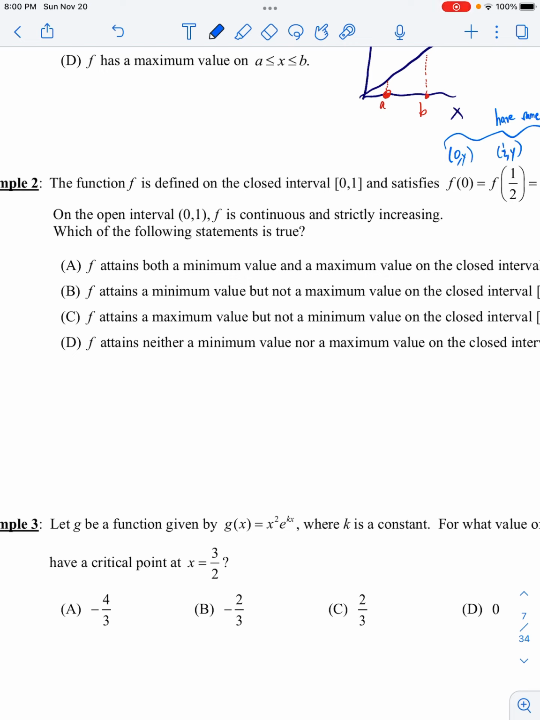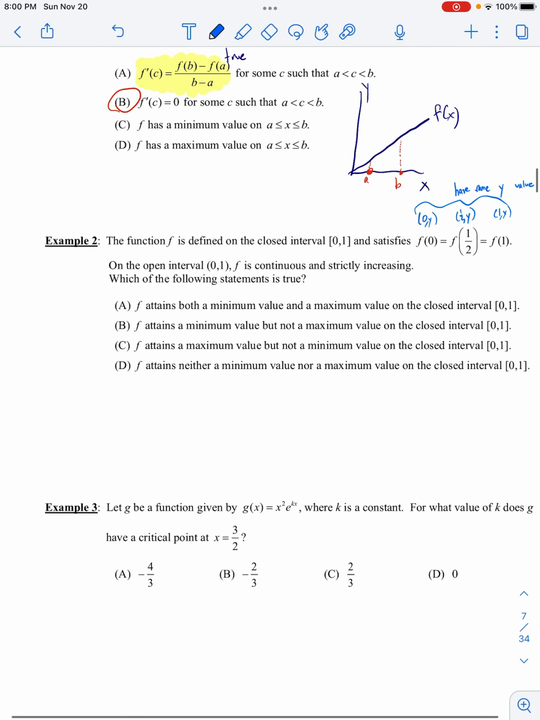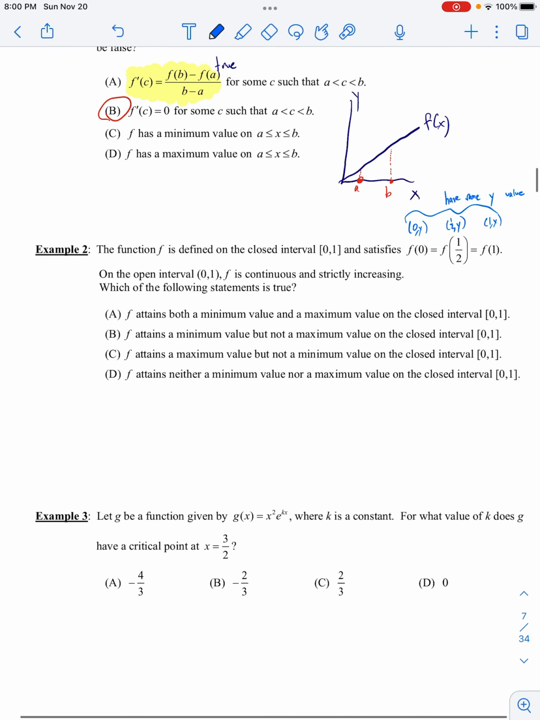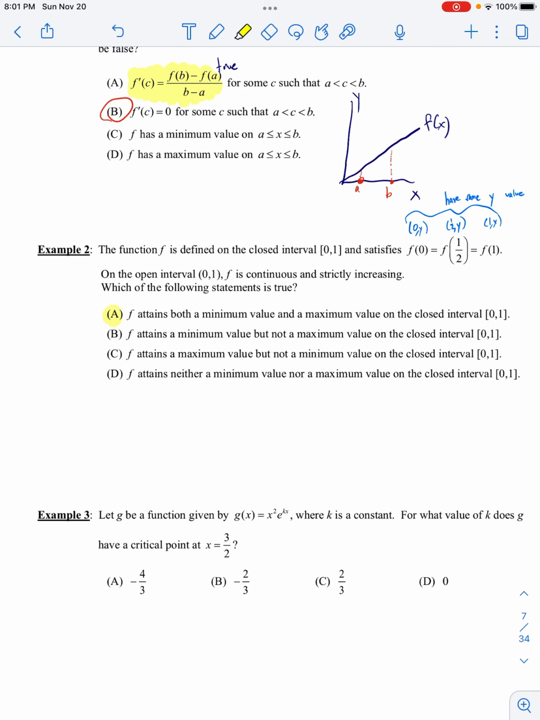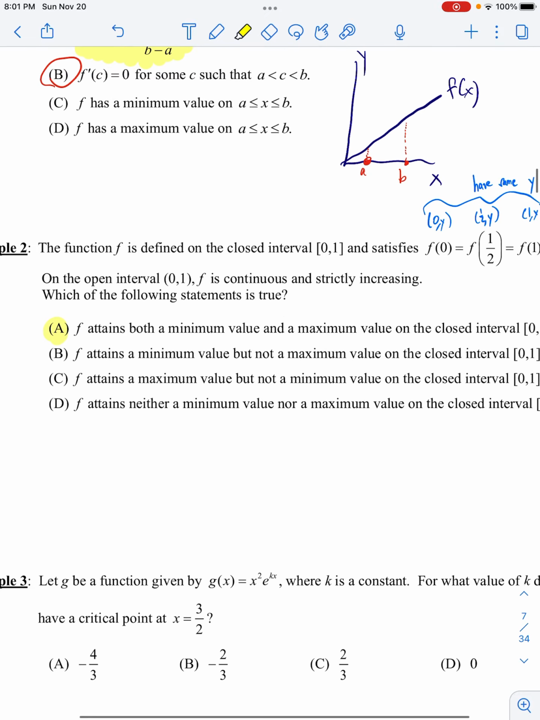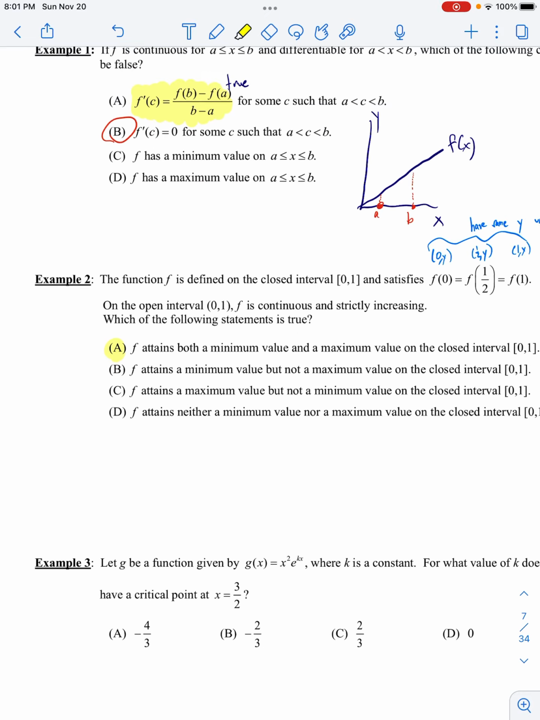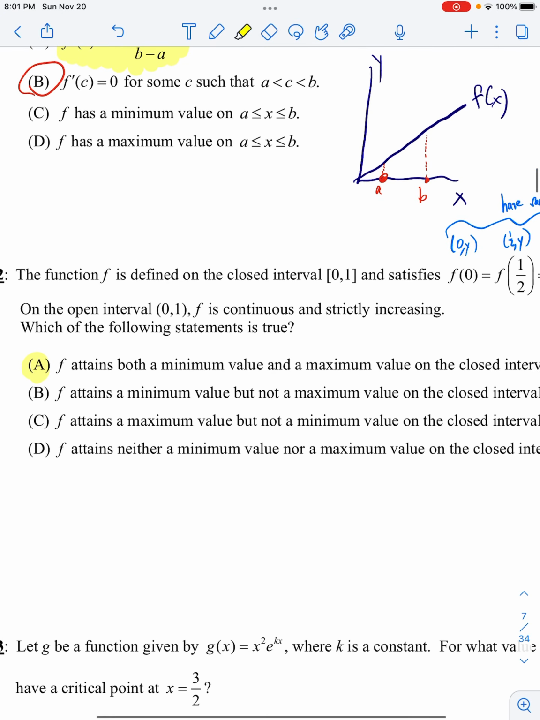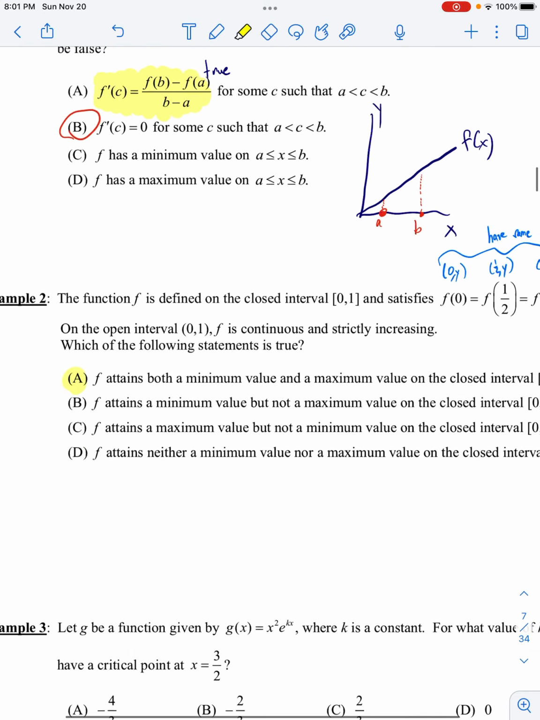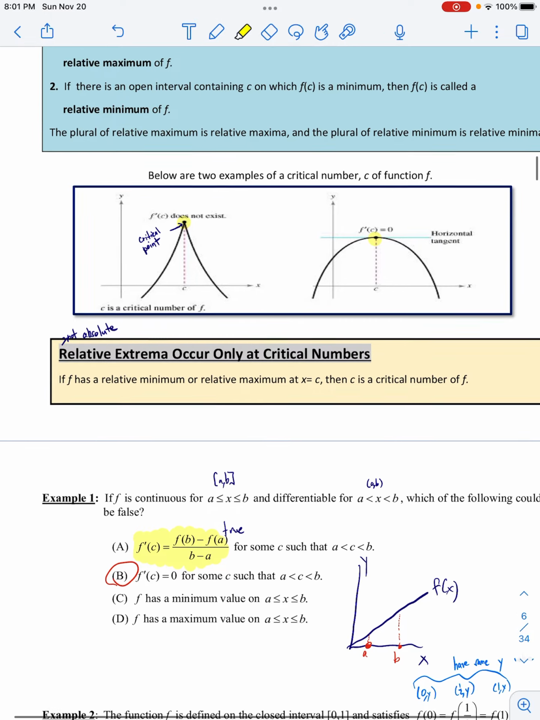Part A, f attains both a minimum value and a maximum value on the closed interval 0, 1. So I'm looking at this first one here, guys. Let's think about this. So f is defined on the closed interval 0, 1, and it's continuous on the open interval, strictly increasing. So let's think about this.